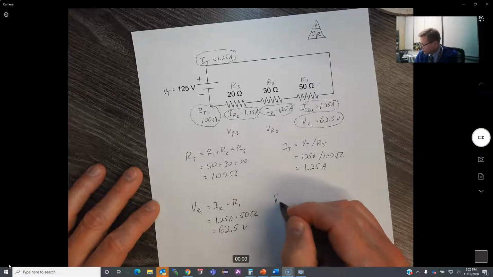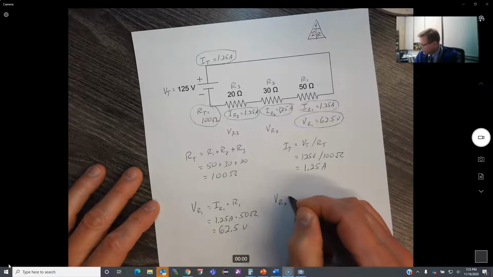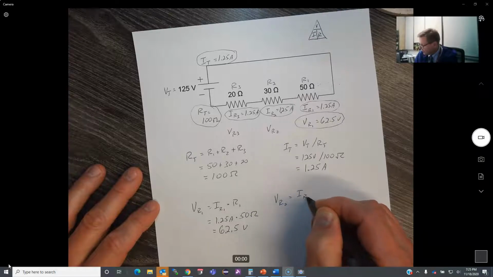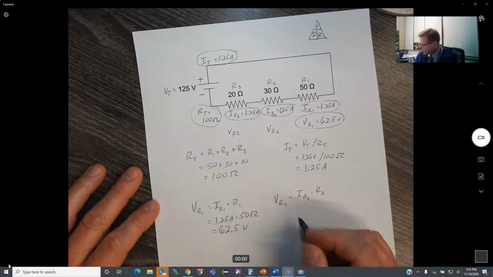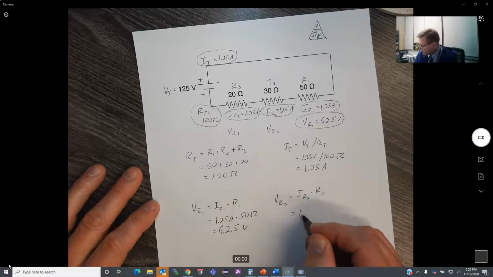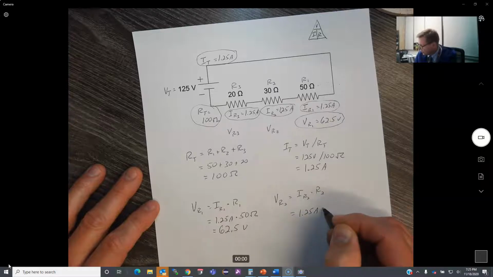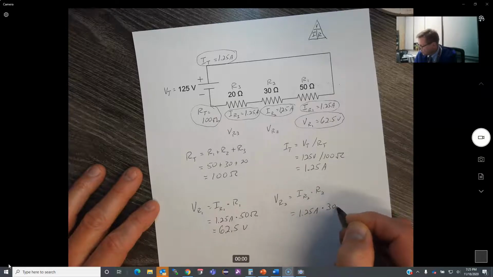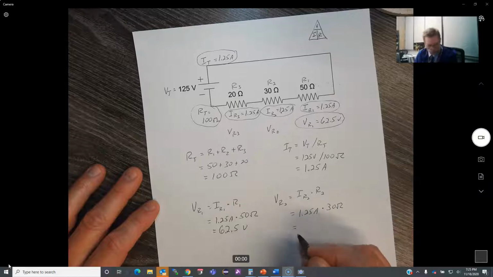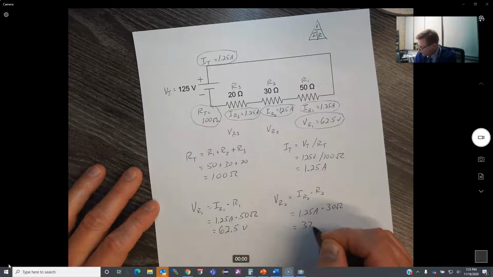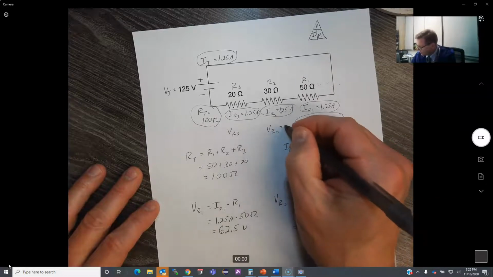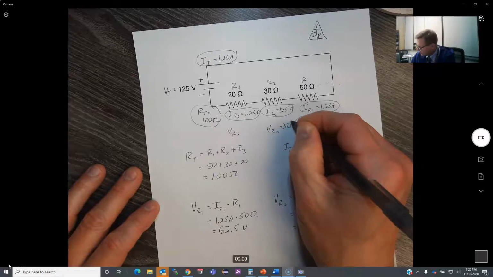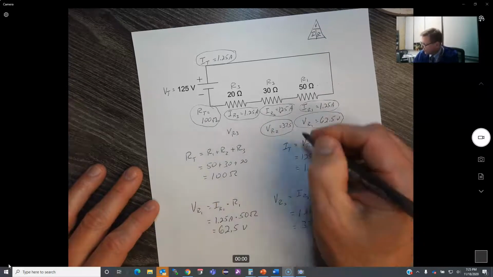Next, I'm going to do my voltage at resistor 2. Same process. It's I at resistor 2 times the value of resistor 2. So my I is 1.25 amps. My resistor 2 is 30 ohms. Okay. When I multiply those together, I'm going to get a voltage of 37.5 volts. So there it is. My voltage there is 37.5. Guess I should have spaced this out a little bit more for you, and that's in volts.